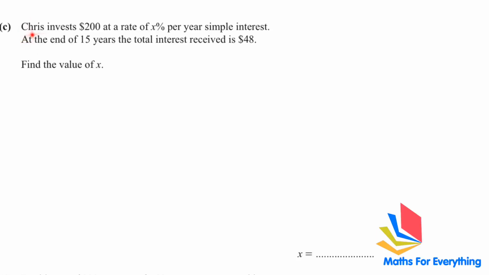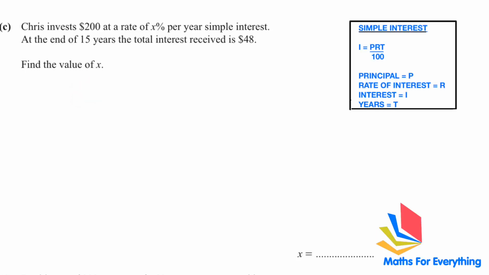Question number C. Chris invests $200 at a rate of X percentage per year, simple interest. At the end of 15 years, the total interest received is $48. Find the value of X. Again, a very easy question if you know which formula to use. So we are going to use the simple interest formula, which states interest is equal to PRT over 100. What is PRT? P is the principal, that is the amount you invest. R is the rate of interest, which we don't know here. In our case, it is X. Interest is I and T is time in years.